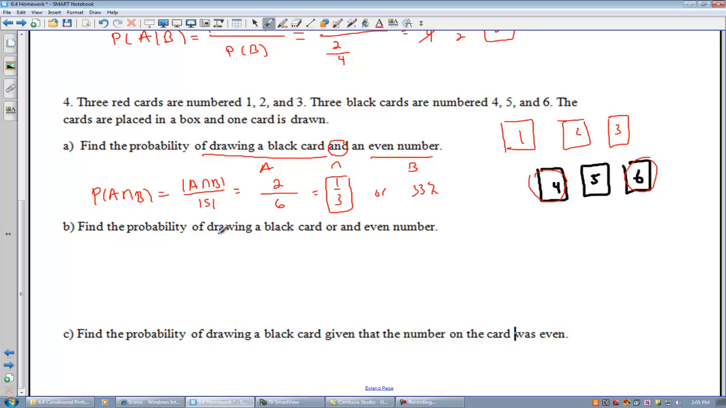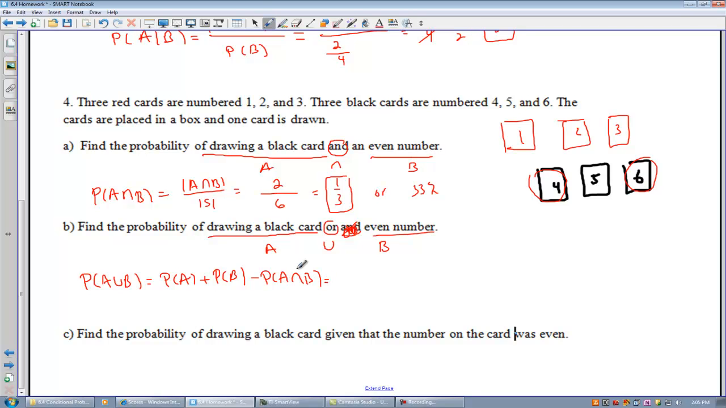Now I want to find the probability of drawing a black card. So there's my A. And, oops, that should not be there, right? This should be union, so that "and" should not be there: or an even number. So that's my B. So this one, like all the other ones, is asking for the probability of A union B, which I know how to compute. I just use the formula: probability of A plus probability of B minus the probability of A intersect B.